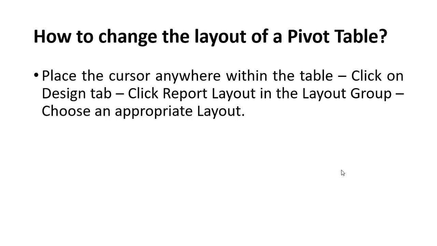now let's see how to change the layout of a pivot table. It's a very simple thing. Here it says you have to place the cursor anywhere within the pivot table. Then you can click on the design tab. There you have the report layout in the layout group. Then you can choose an appropriate layout there. So let's explore that.